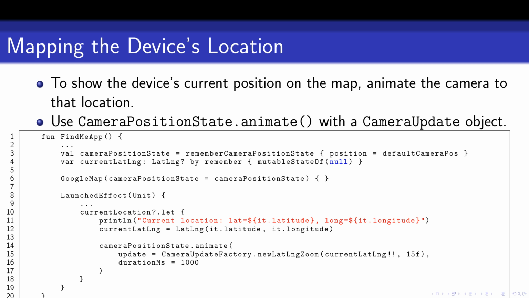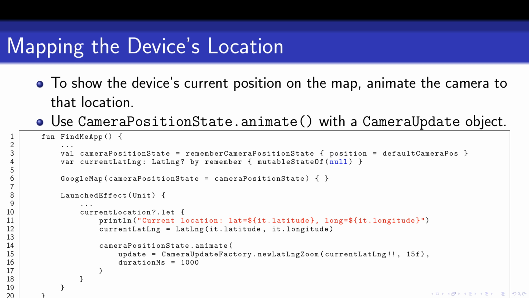To programmatically move the camera to the user's current location, you animate the camera using the cameraPositionState.animate function. This method takes a camera update object, which can be created with CameraUpdateFactory.newLatLngZoom. To implement this, you retrieve the device's current location via the fused location provider, convert it into a LatLng object, and pass it to the camera update. Then, call animate on the camera position state with a specified zoom level and optional duration in milliseconds. This provides a smooth visual transition to the new location.